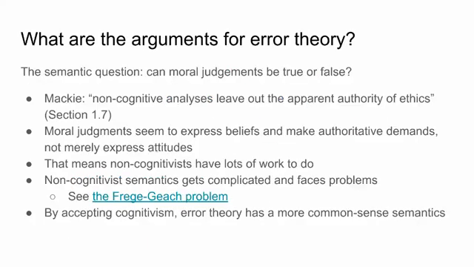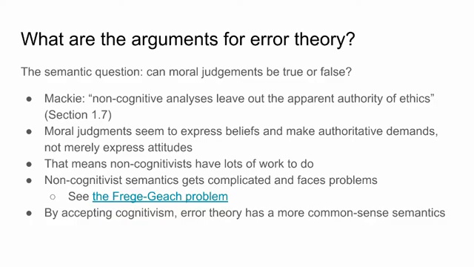So now we are at, what are the arguments for error theory? Well, I would like to start with the semantic question and move through it more quickly before turning to the metaphysical question. Again, the semantic question is, can moral judgments be true or false? And Mackie and error theorists are cognitivists. Mackie says that non-cognitive analyses leave out the apparent authority of ethics. What he's getting at here is that moral judgments do seem to express beliefs and to issue authoritative demands, either imposing them on oneself, maybe, or trying to impose them upon others.